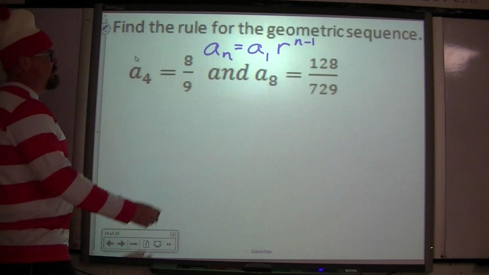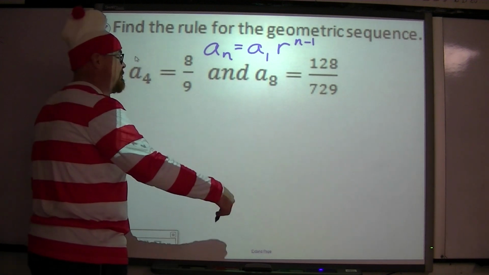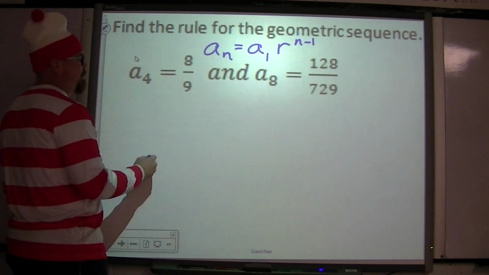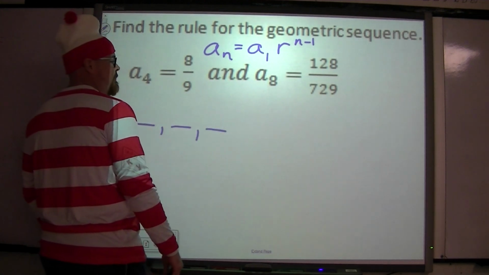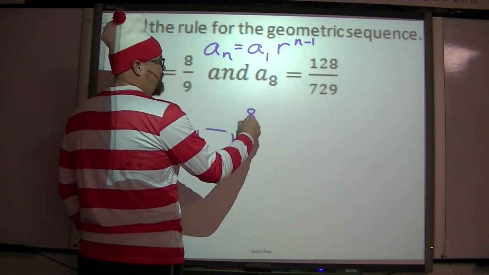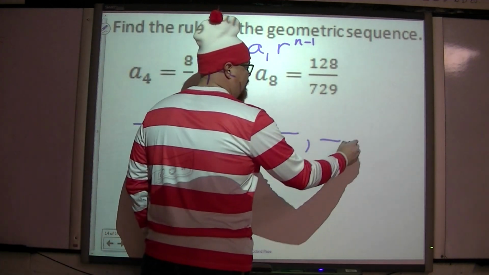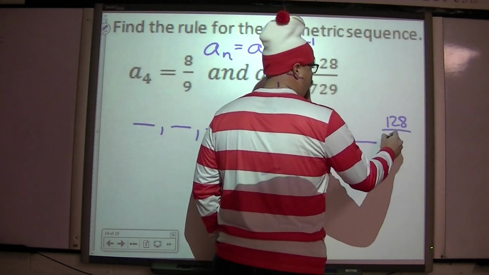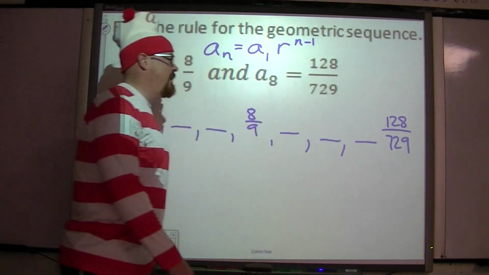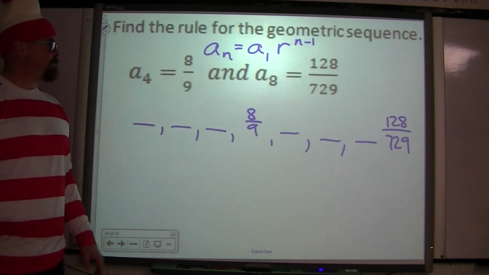We talked about how geometric sequences have this common ratio, this number that you continually multiply by. If we set this problem up one way, we could say we don't know the first, second, or third term, but we know that the fourth term is 8/9. We don't know the fifth, sixth, or seventh term, but we do know that this term is 128 over 729. So this is what we know written out in this sequence format.